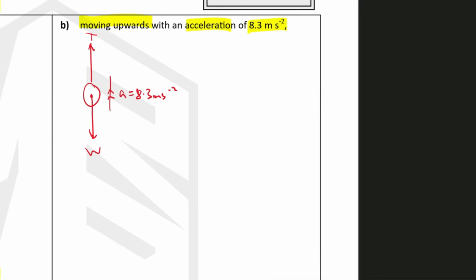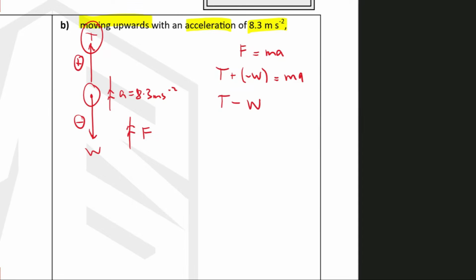And now we also know that the resultant force is upwards because acceleration is upwards. And so in this case, we take the upwards direction as positive and the downwards direction as negative, two opposing forces. So we can write our equation as F equals MA, resultant force equals MA, and the resultant force is positive tension plus negative weight equals MA. So T minus W equals MA. The reading on the scale is T, so T equals W plus MA.